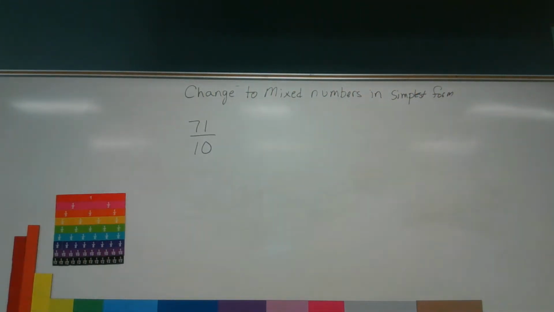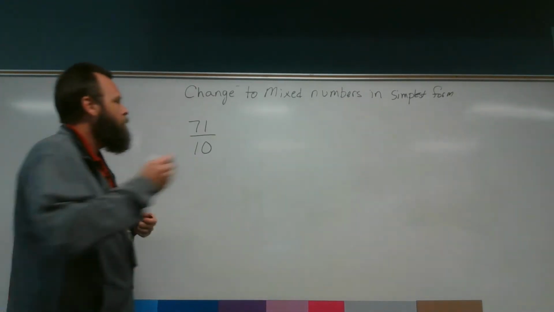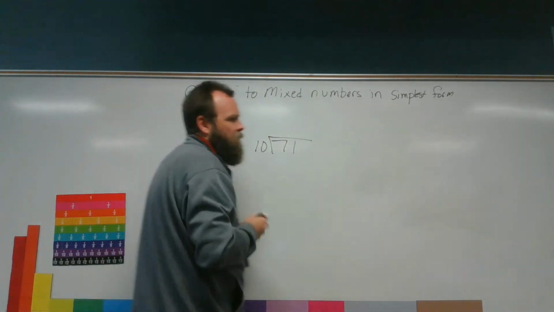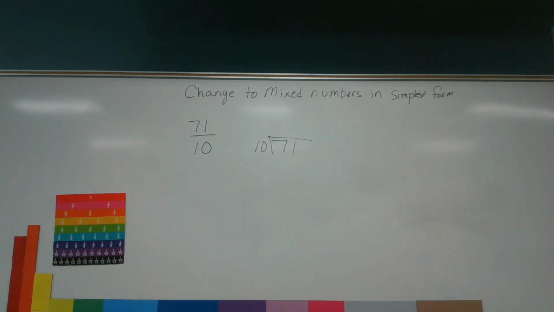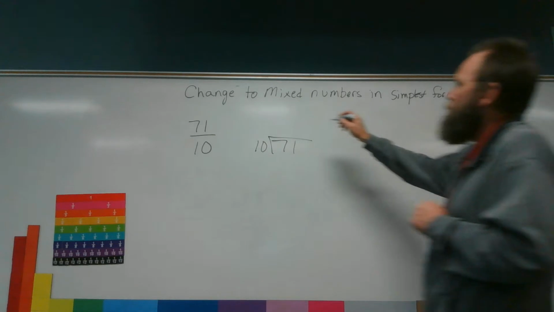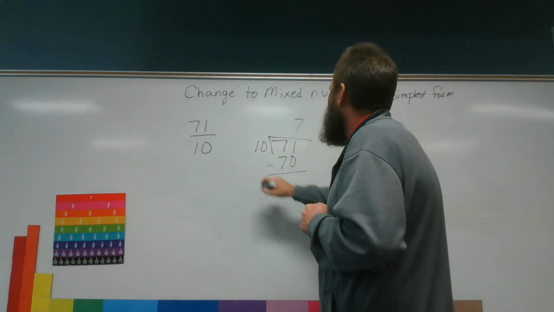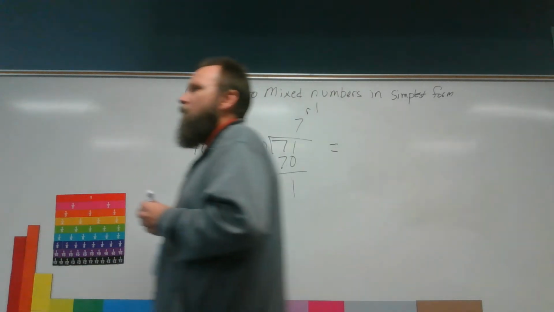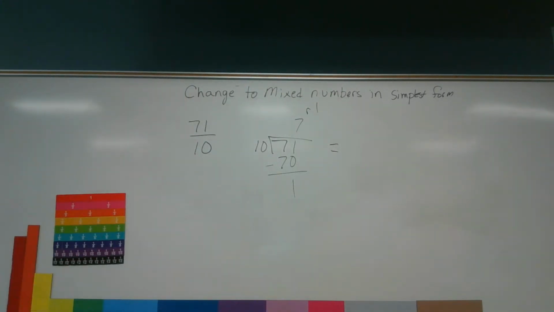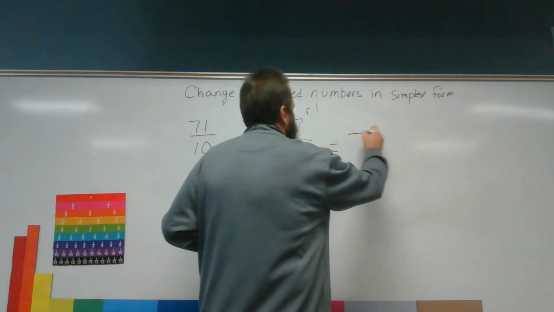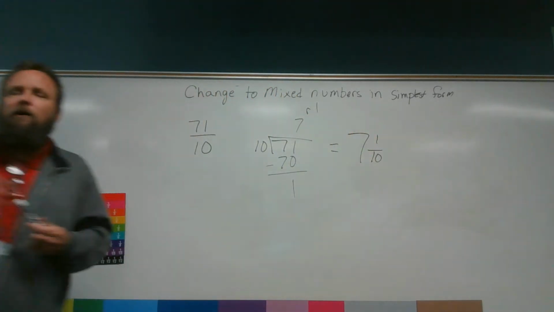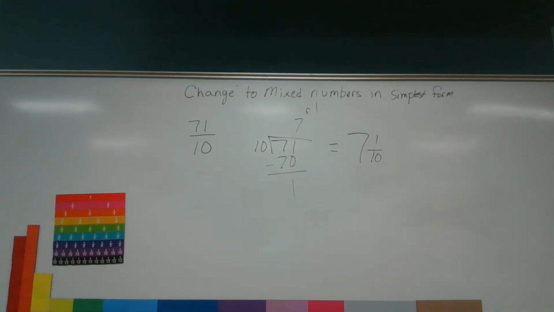Maddie, what do I do first? You divide the denominator into the numerator. Good, I'm dividing the denominator into the numerator because this fraction just says 71 divided by 10. And Maddie, how many times does 10 go into 71? 7 times. And 7 times 10 is 70. So I subtract, I get 1, so I have 7 remainder 1. What is my mixed number, Maddie? 7 and 1/10. And since the numerator is 1, I know I can't simplify that any further.